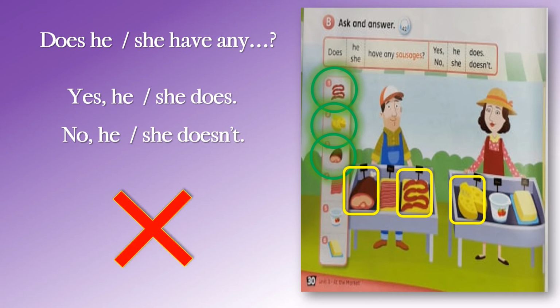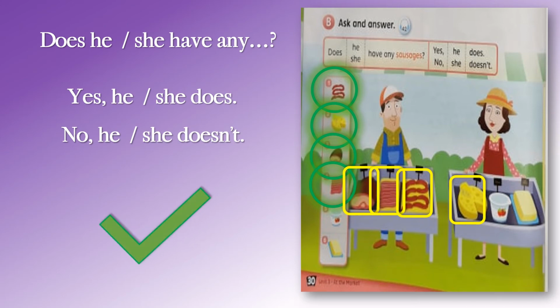No, she doesn't. Number 4. Does he have any bacon? What's the answer? Can you say the answer? Yes, he does. Does she have any bacon? No, she doesn't.